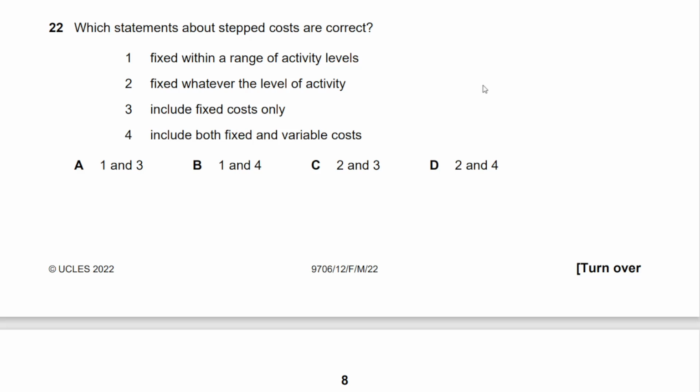You know, the thing is, it looks like this. So let's take that as a graph. That's output, and that's cost. So it looks like that. You see, costs are fixed up to that output, and then suddenly they go up like a step, and then go up, right? So it's only about fixed costs, right? Nothing to do with variable costs here. It does not include variable costs. 1 and 3, option A.